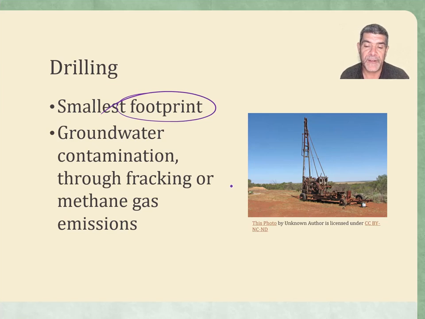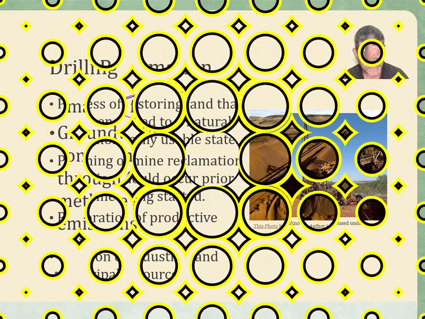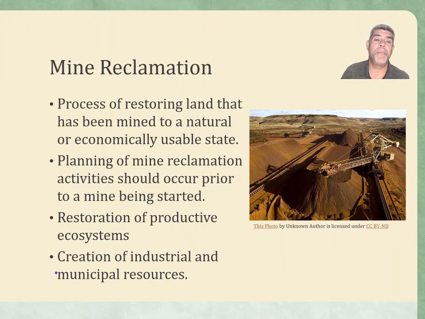There's obviously a little bit of destabilization that can occur on the rocks that are being drilled, and therefore that can reverberate through the ecosystem. But of the three types of mining methods, drilling does have the smallest footprint and tends to have the least impact in ecosystems. So what then are we talking about? We're talking about mine reclamation.